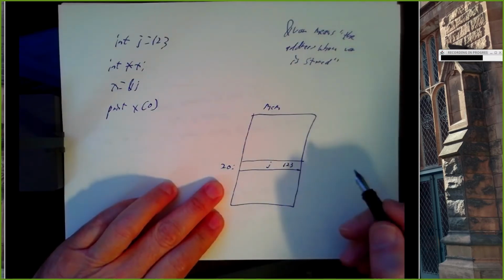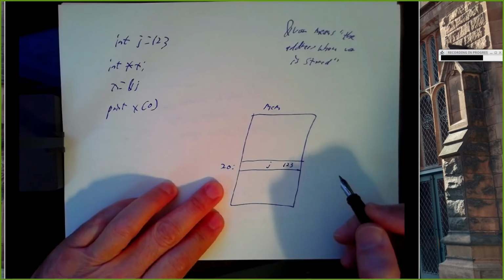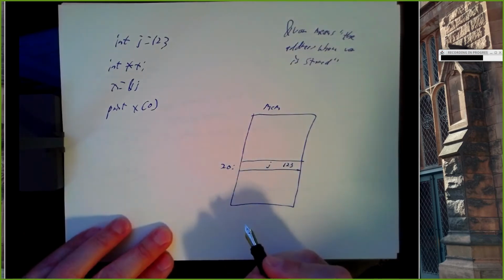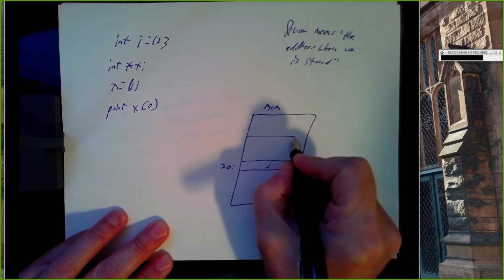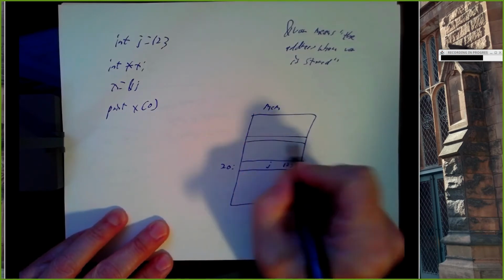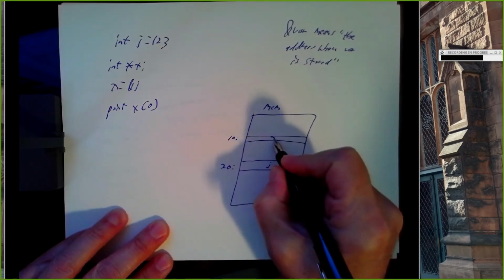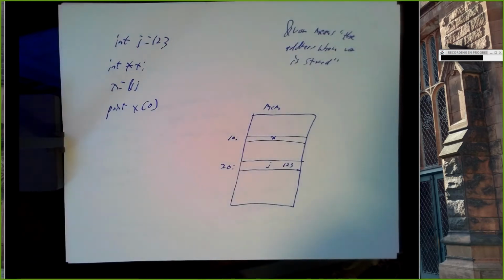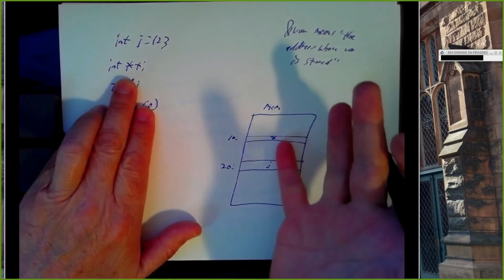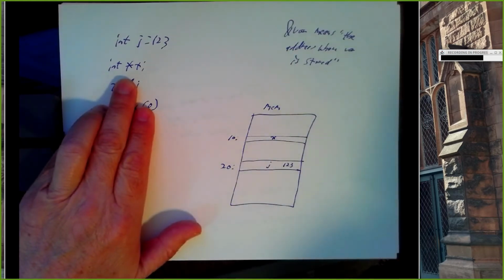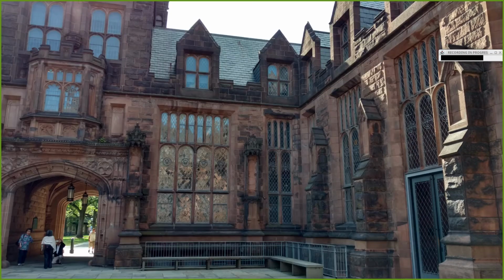And then it says x is a pointer to an integer, so x gets stored somewhere. Maybe up here at location 10, it stores the value for x. But at this point, x doesn't have a particular value stored in there. So we tried printing it out. It turned out to be a 0, but that was just random luck.